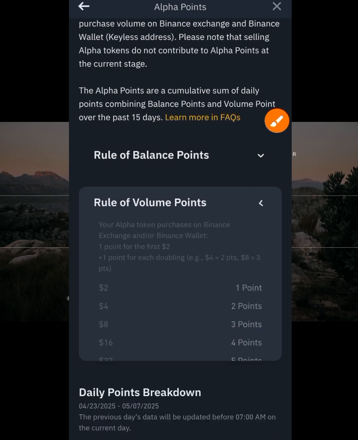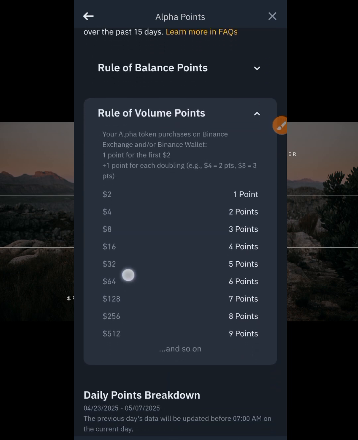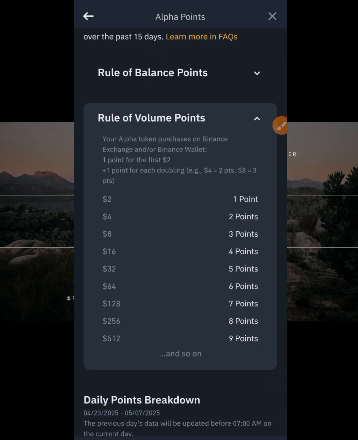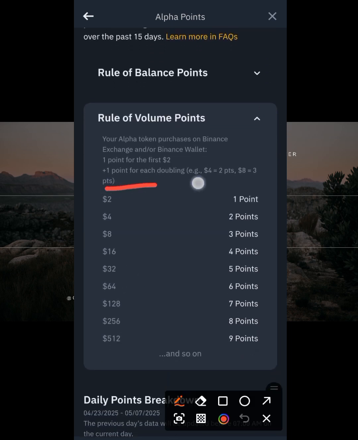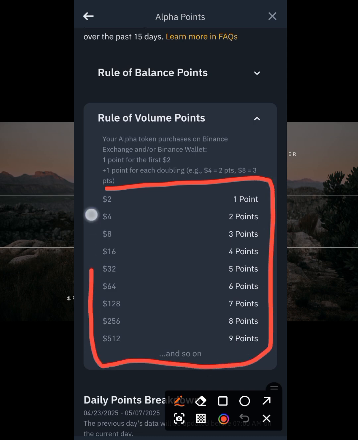Now when you click on volume, please pay attention, because this is what I love the most. Just look at this place that says for every $2 you are earning 1 point. It is multiplying by 2. So if you trade $2, like you just swap $2, just like what I did previously, you earn 1 point.